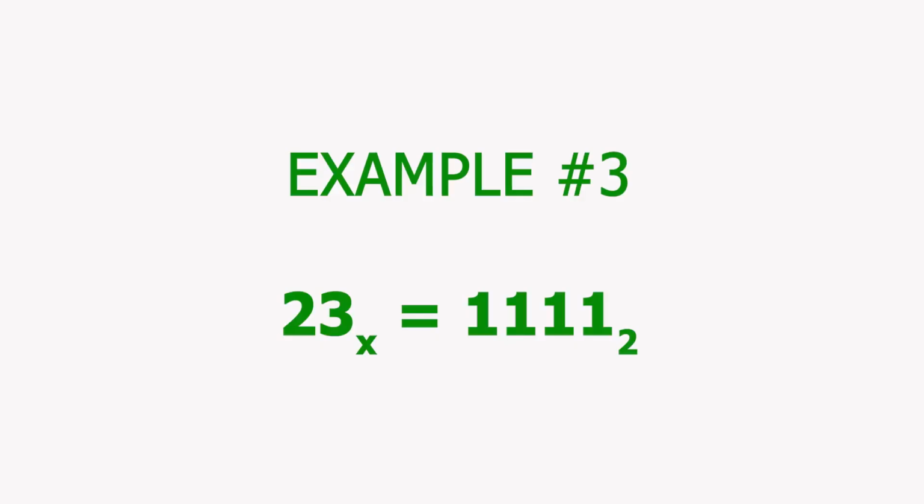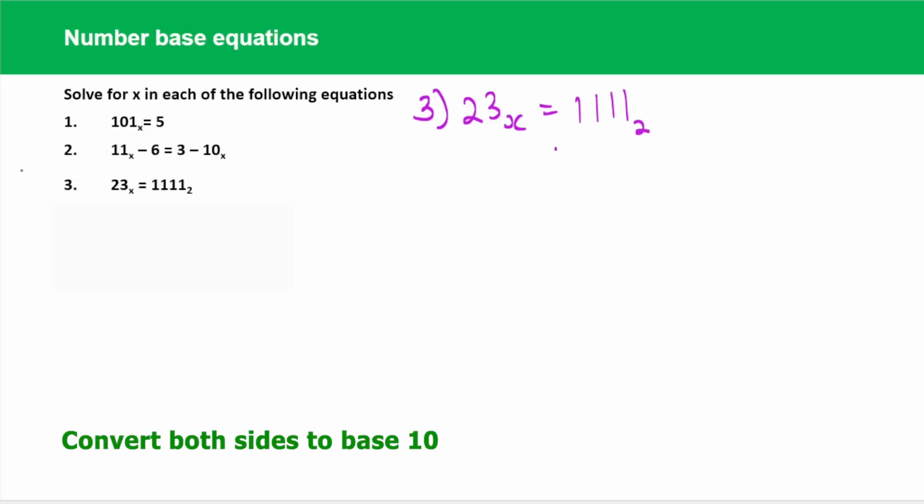Example 3. 23 base x equals 1111 base 2. Now the first step again is to convert both sides of the equation into base 10, and we do that by assigning powers of 0, 1 starting from my right towards my left. The same for the right hand side. I assign powers of 0 starting from my right towards my left, 1, 2 and then 3.